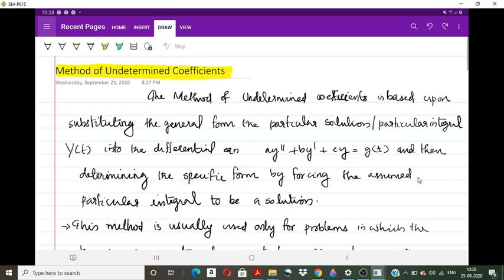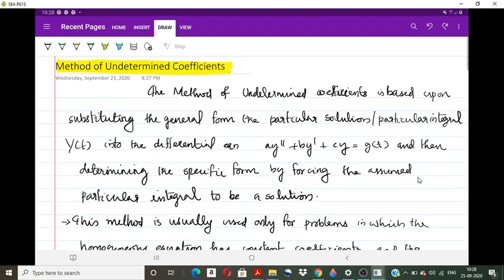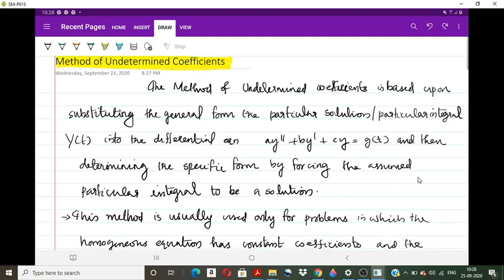And we have already stated that there are two methods for finding the particular solution of the non-homogeneous differential equation. Once we obtain a particular solution and the general solution of the corresponding homogeneous equation, we can find the general solution of the given non-homogeneous differential equation by simply adding the two solutions. There are two methods for finding the particular solution, known as the method of undetermined coefficients and the method of variation of parameters.